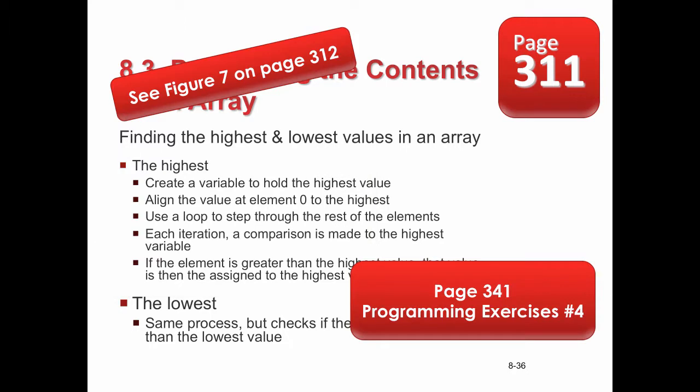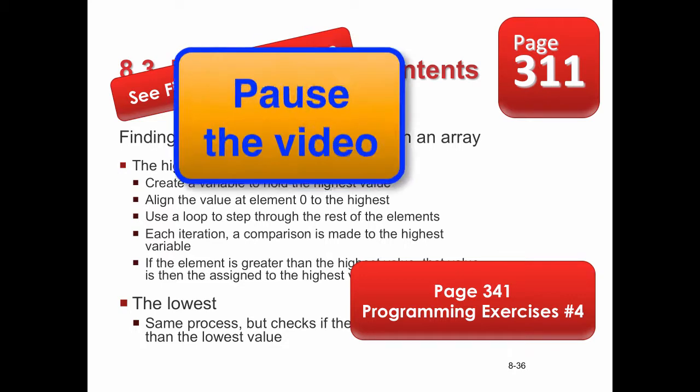Turn to page 341 and do programming exercise number 4. Now, I will tell you that attached to this Blackboard entry is the answer to programming exercise number 4. If you want to take a look at it and come up with a strategy and then print out the answer, then you can compare yours to theirs, and you can also use it to figure how things are done in the highest, lowest, average printout.